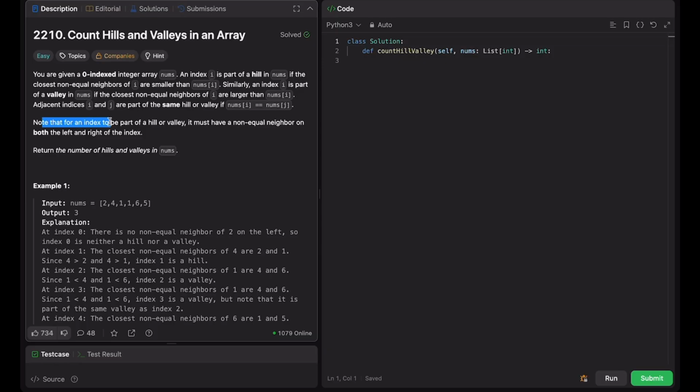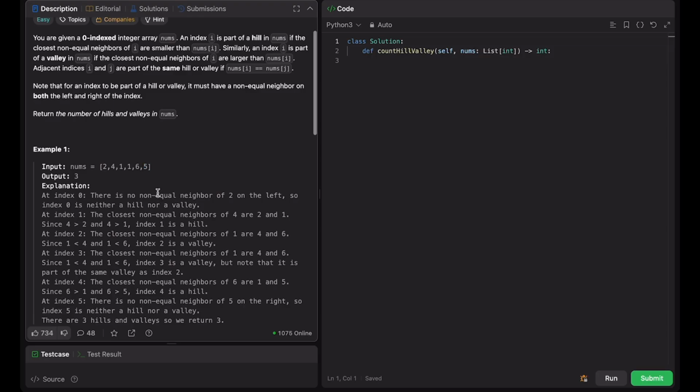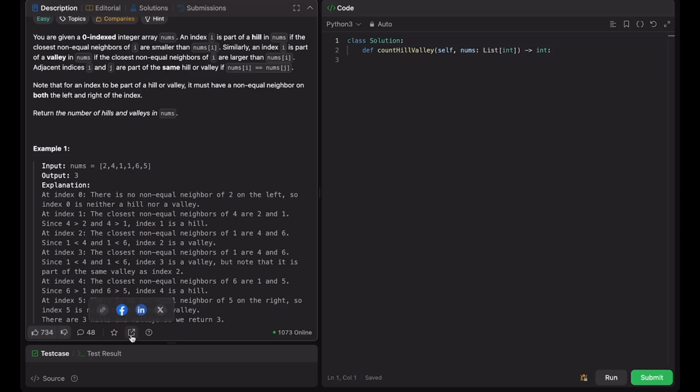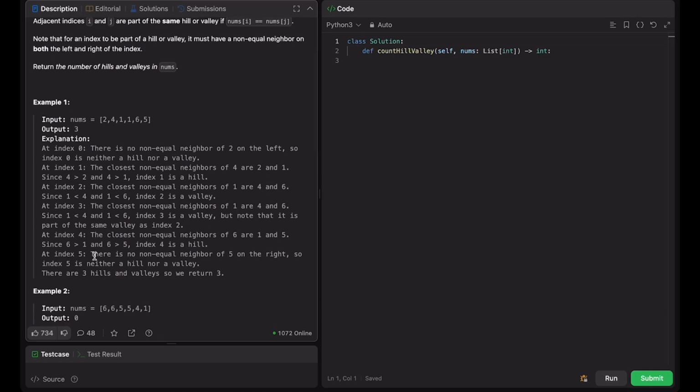Note that for an index to be part of a hill or valley, it must have a non-equal neighbor on both the left and right of the index. So we can't take 2 and 5 into consideration for any hill or valley because they don't have the two closest neighbors. In the end, we have to return the number of hills and valleys in nums. Now for this example, at index 0 there is no non-equal integer to the left of 2. The same at 5: there is no non-equal integer on the right. So we won't take them into account.